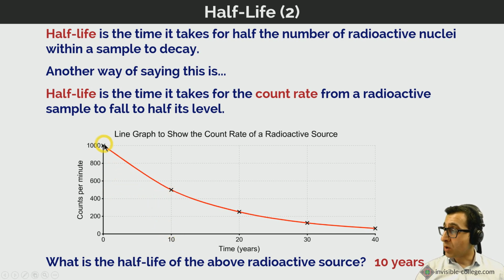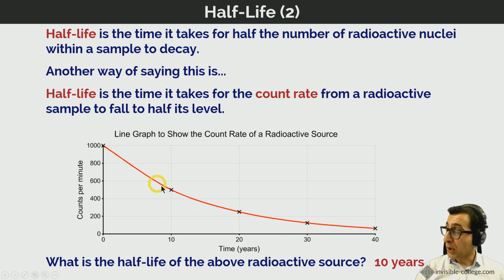Now, this is the reason why these kinds of graphs depicting the count rate from a radioactive source versus time have this curved shape. The reason for that is that the half-life is going to be the same. For example, if we start from 500 counts per minute, the time taken for it to fall to 250 counts per minute is again going to be 10 years. If it's starting at 250 counts per minute, the time taken for that to fall to half that number is again going to be 10 years.